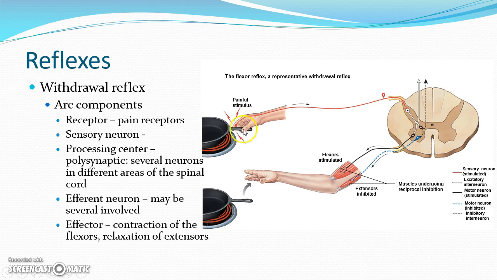So we have our painful stimulus, we have pain receptors, the sensory neuron. This white one is an interneuron, and you can see it goes to at least 1, 2, possibly 3 other neurons. And then we have at least 2 effector neurons coming out. The flexors are stimulated so that you move your hand away, and then the extensors are being inhibited through that reciprocal inhibition.